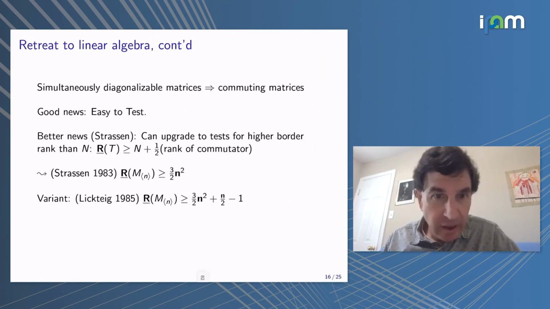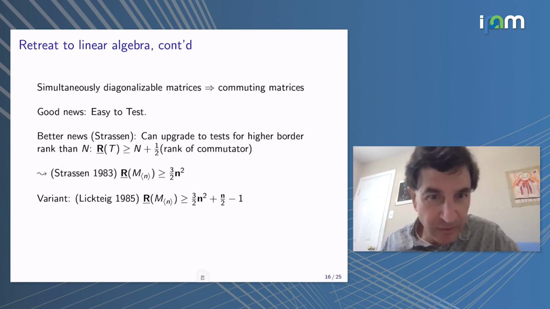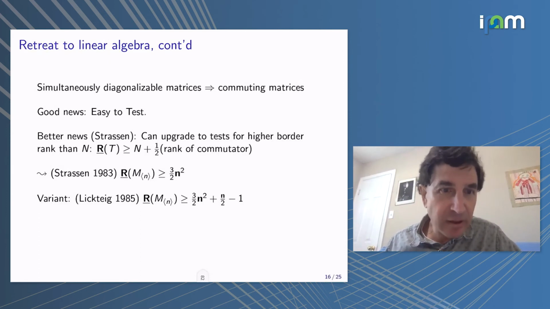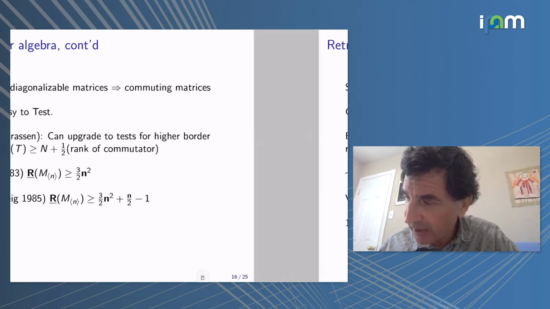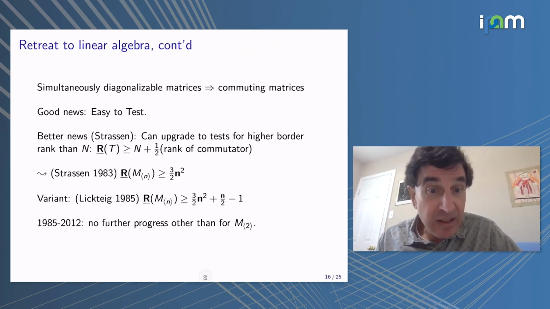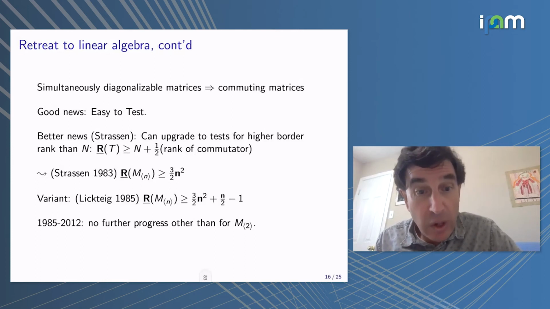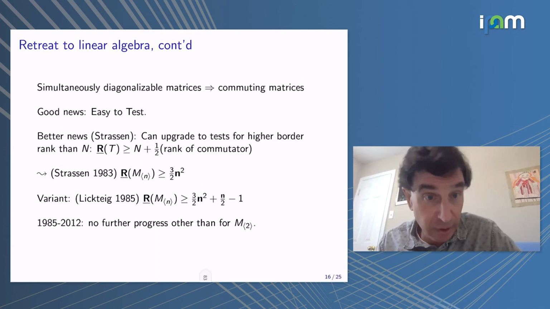Okay, and you know, the advisor hits a home run, the student gets to go to second base for free. A slight variant due to Lichtenstein improves the error term in 1985. And then a long time passed, and there was no further progress on lower bounds other than for the 2x2 case, which I described for you.